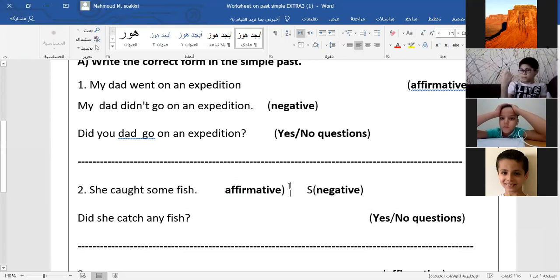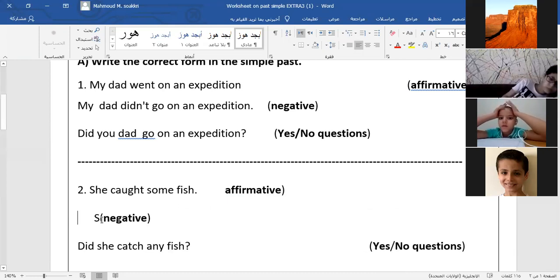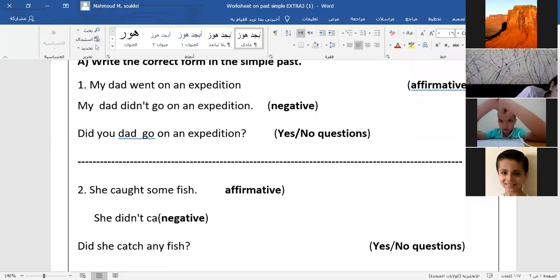We don't start except with she. Okay? We say she. After she, we use didn't. So she didn't. Now we use verb one. She catch. Yes, she didn't catch. Yes, that's right. She didn't catch any fish. Thank you very much, Anas. You are brilliant. Thank you.